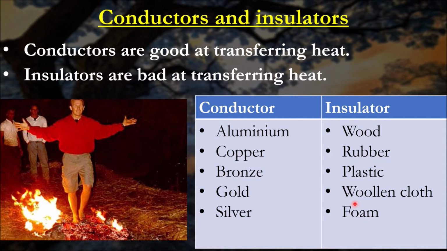When we talk about conductors, we also can talk about insulators. Now, conductors are really good at transferring heat. They're also really good at transferring electricity. Insulators are what we call a bad conductor. They are terrible at transferring heat. Here is a list of really good conductors. Here is a list of really good insulators.